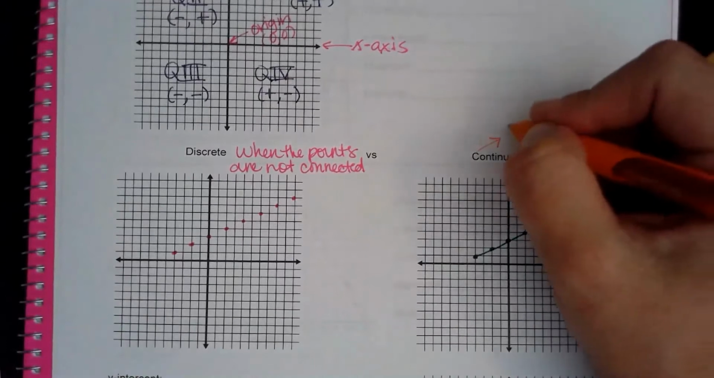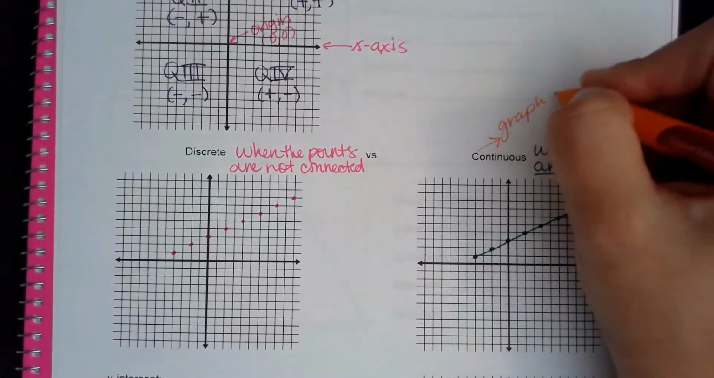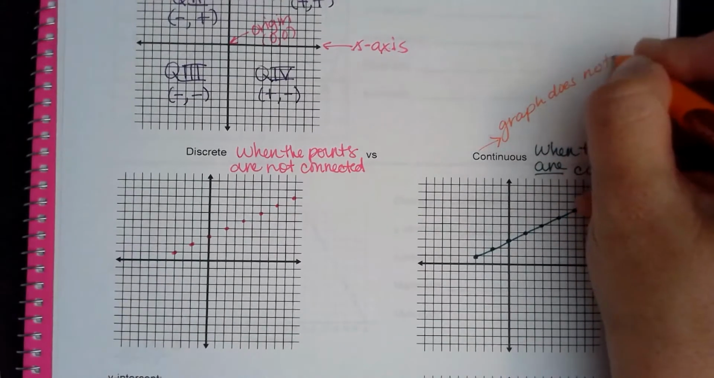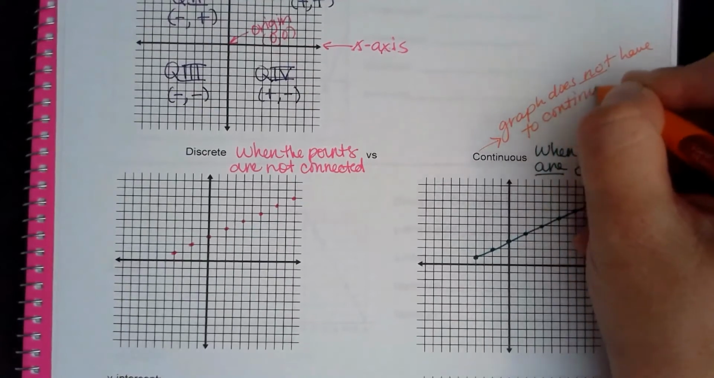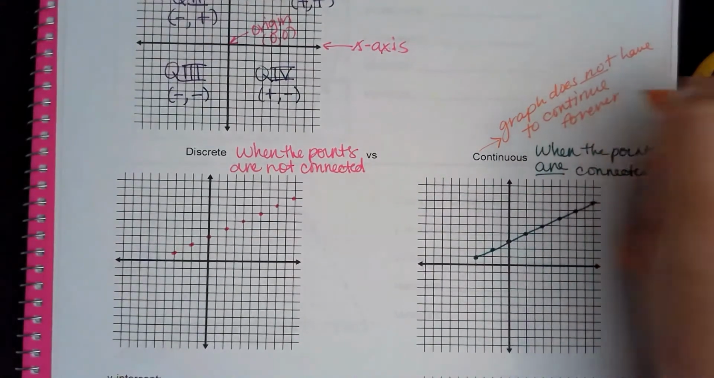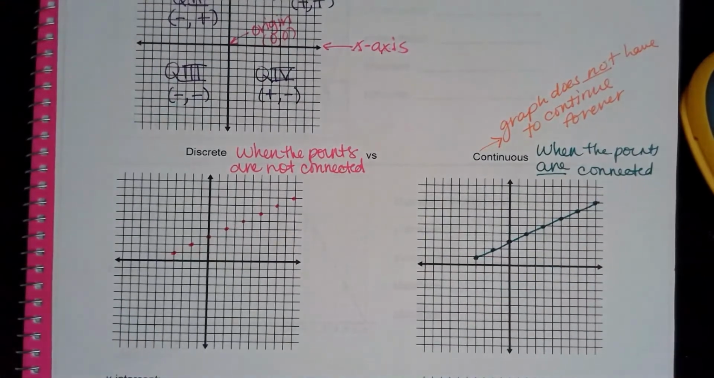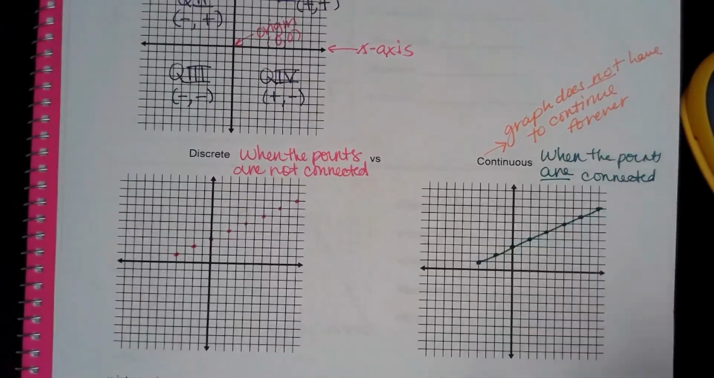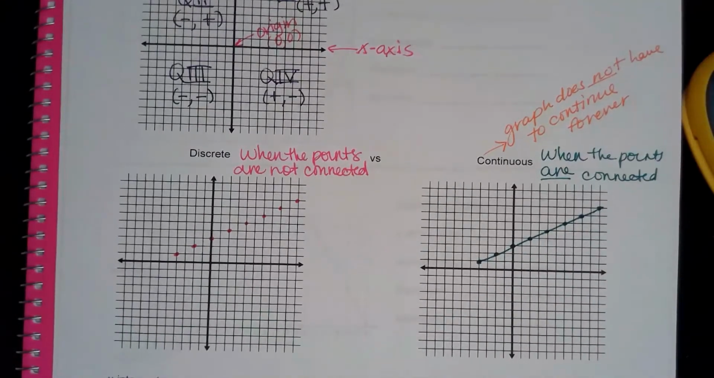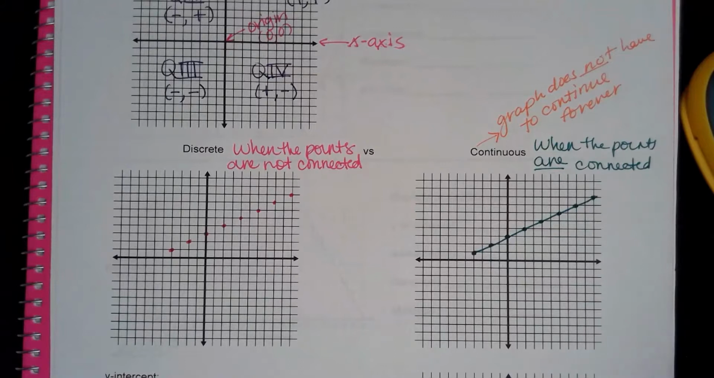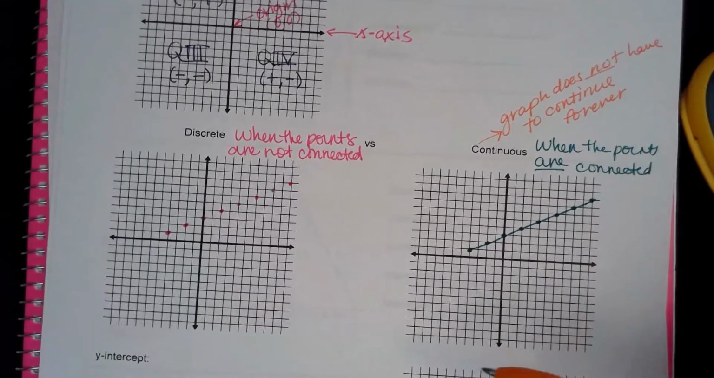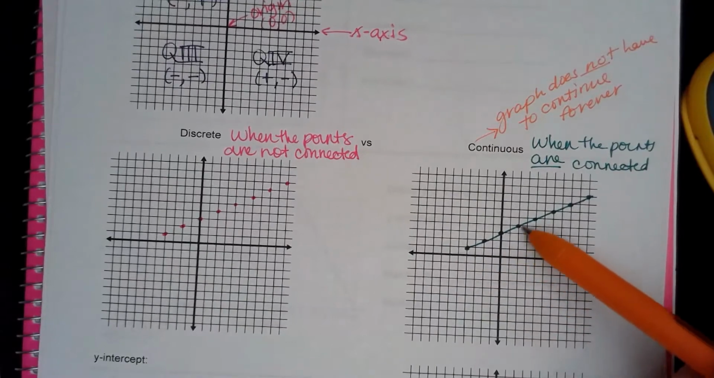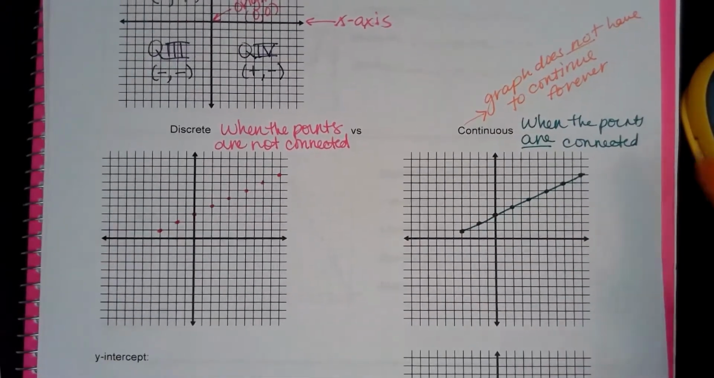And it's really important to make sure that you understand that just because it says continuous, that doesn't mean that the graph has to continue forever. That's a common misconception: some people think that continuous means that it has arrows on both sides, and it could, but that doesn't mean that it is continuous. You don't have to have arrows on both sides in order for it to be continuous. It just means that when you have the dots, they are connected, that you are including all the points in between the graph as well.